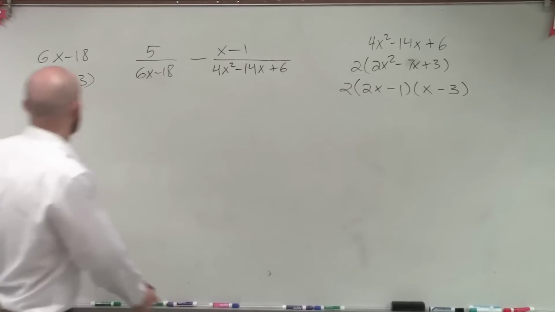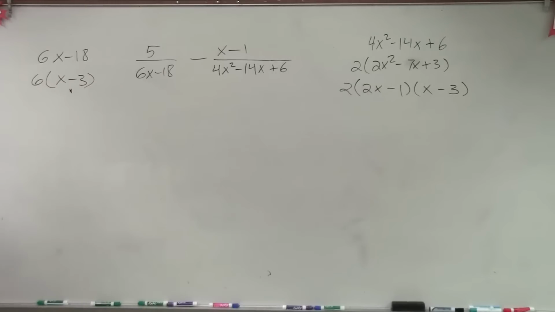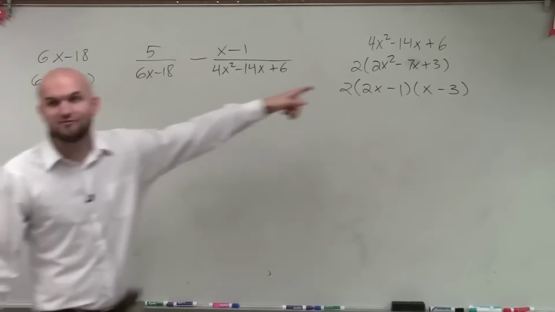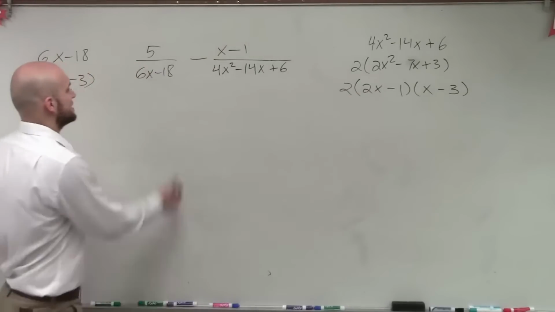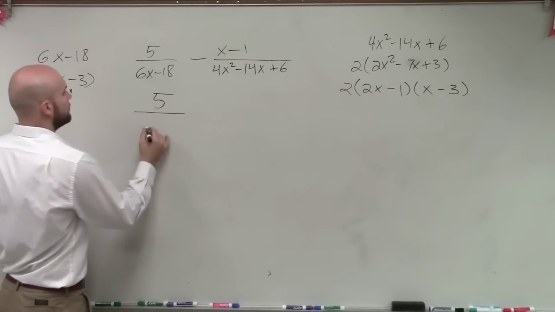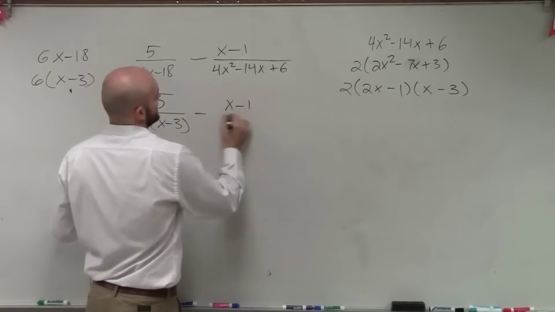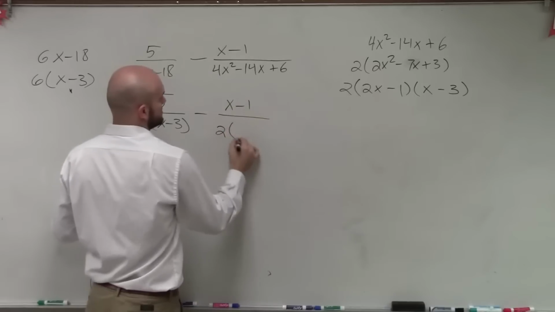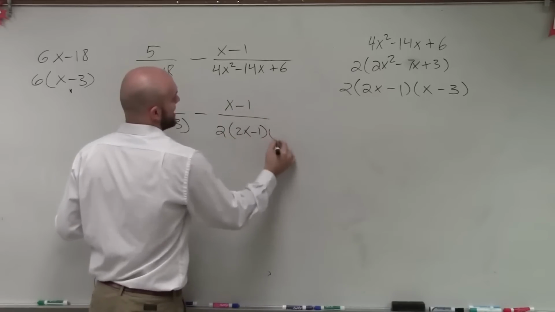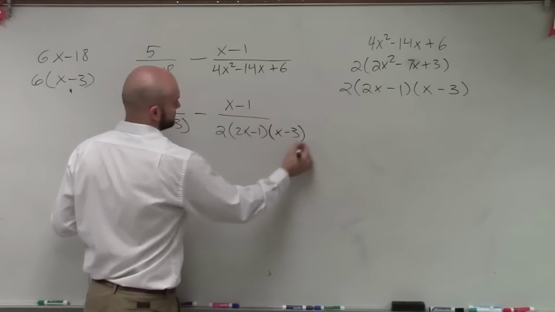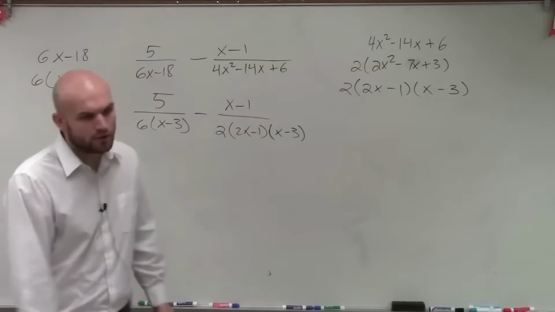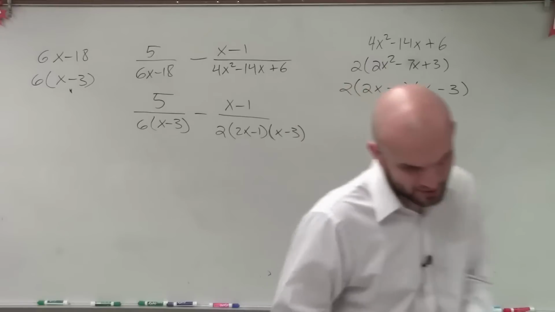And FYI, do you guys notice there's that factor there? x minus 3, yeah, same factor. So now let's rewrite this in factored form. So I have 5 over 6 times x minus 3, minus x minus 1 over 2 times 2x minus 1 times x minus 3. Hooray. Now we have it written in our factored form, okay?